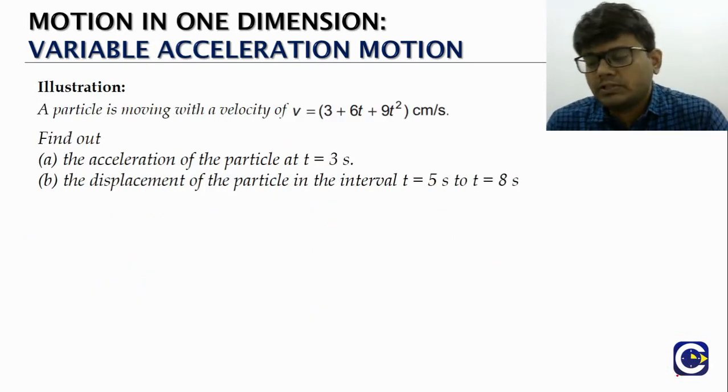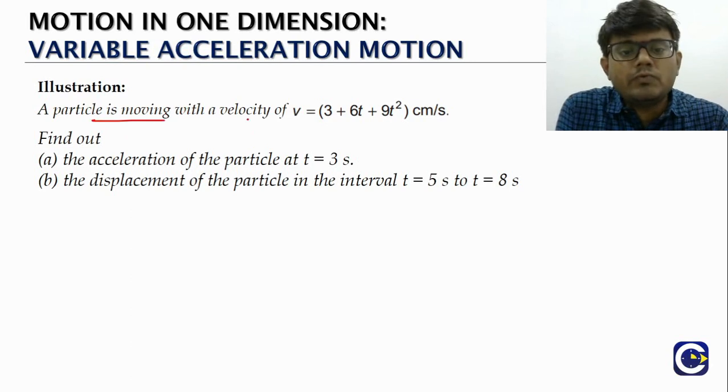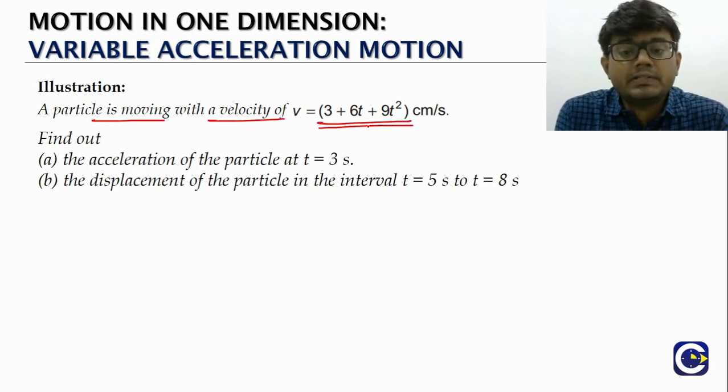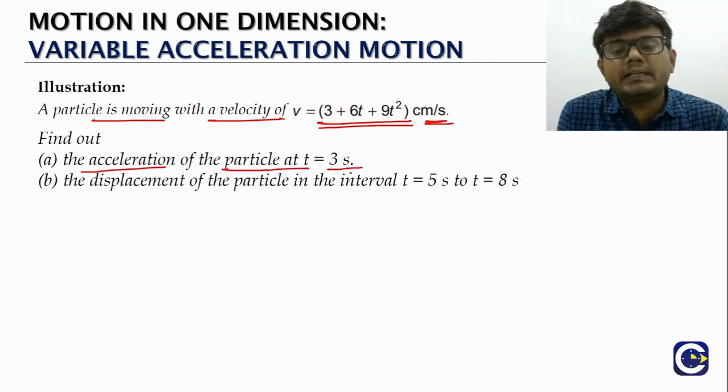Next we'll go to another question. A particle is moving with a velocity. They are giving us the velocity function. What is the velocity function? 3 plus 6t plus 9t square. This is in terms of centimeter per second. Find the acceleration of the particle at t is equal to 3 seconds.